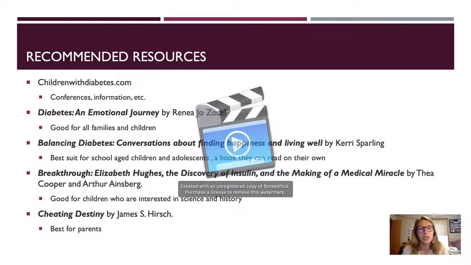Cheating Destiny looks to be a chapter book as well. Good for school-age children, but probably very good for parents with school-age children. And it talks a lot about the science in a way that parents would be really able to understand, especially those who aren't really involved in the medical field, have never really had any exposure to type 1 diabetes.